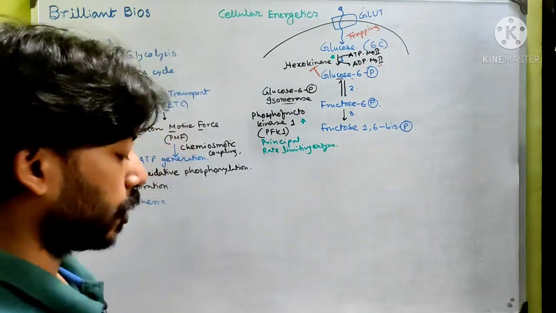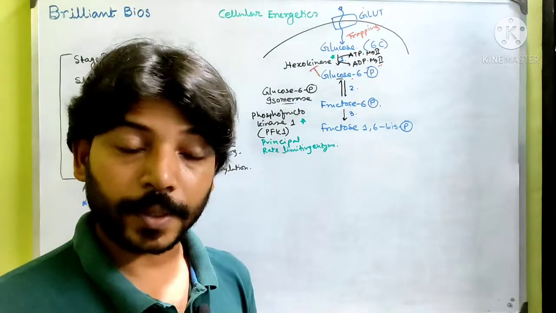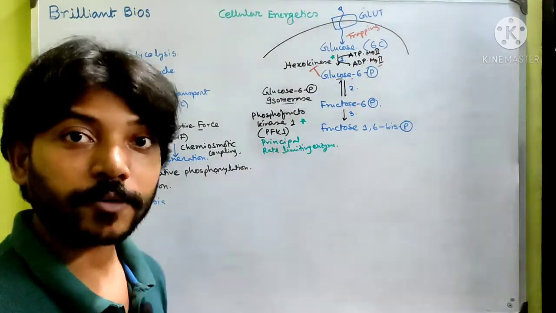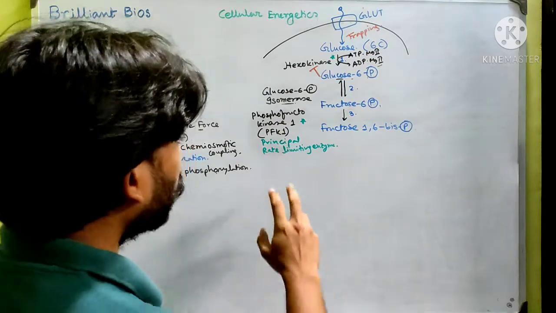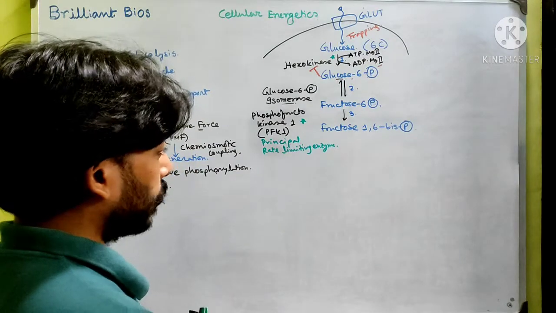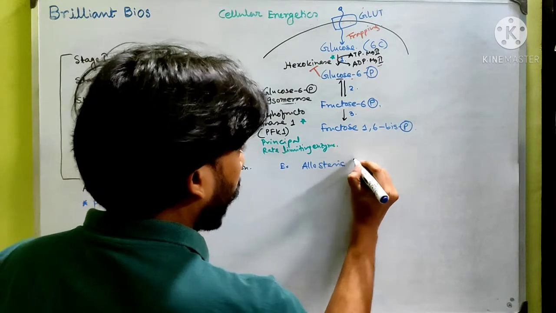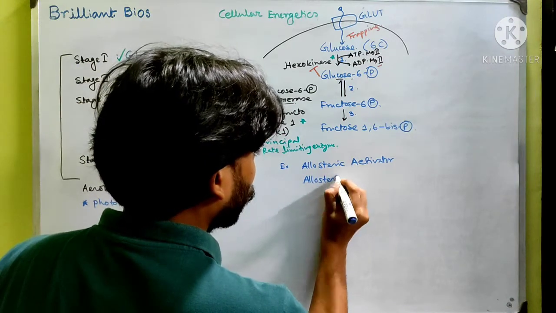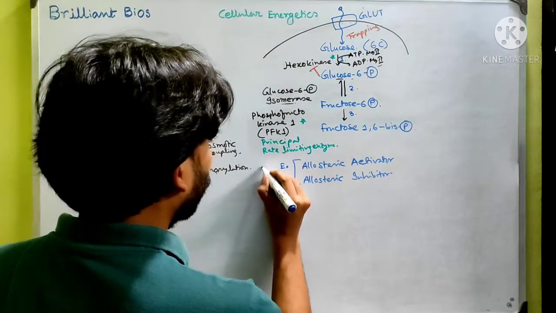Okay, that means this enzyme also goes through allosteric regulation, and this enzyme performs a major function to control glycolysis in a cell. Okay, now I will talk about how this enzyme is allosterically regulated. At first, I will show you some examples of allosteric activator and also allosteric inhibitor of PFK1.